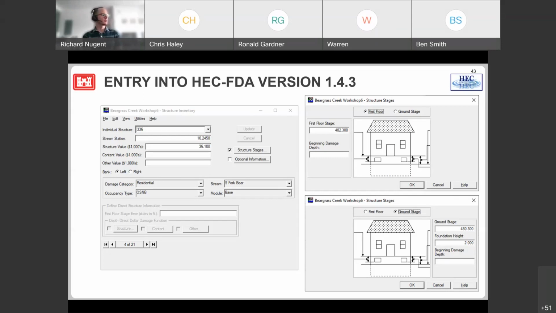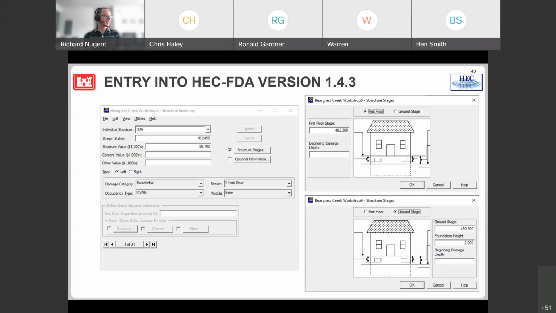We need to specify the damage category. In this case, it's residential. The occupancy type, 1-story, no basement. We need to specify the stream. And then a module is a way to include different structure inventories. In this case, we're just using the base module, so we're only using one structure inventory here. But if you want to include different structure inventories, for example, to reflect non-structural actions, if you're elevating structures or floodproofing structures, then you can include that as a separate structure inventory, which would be represented by a different module. In 2.0, the idea of modules won't exist. We'll just have separate structure inventories.